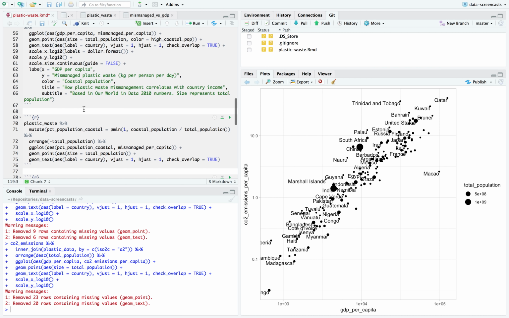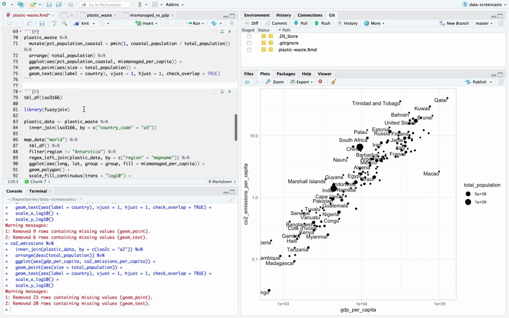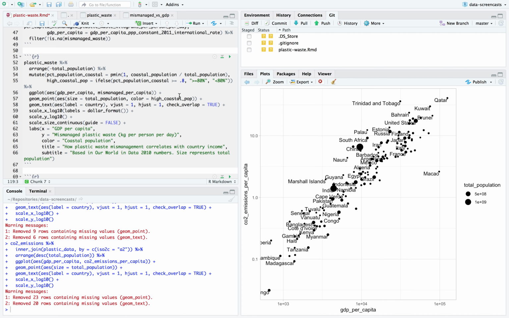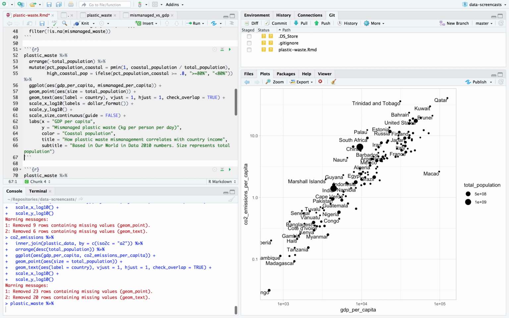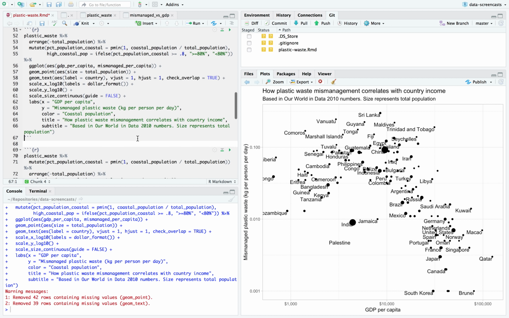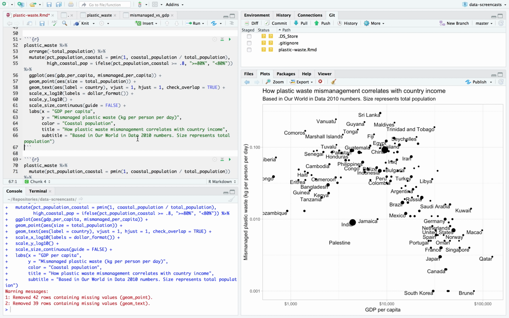I'm going to skip the coastal population side of this. What I'm doing right now is figuring out how to visualize the fact that country income is positively correlated with CO2 emission and negatively correlated with plastic, so that these types of pollution need to be considered separately.